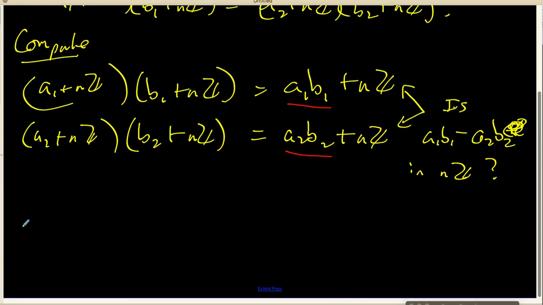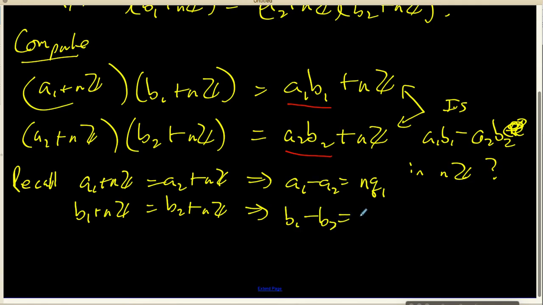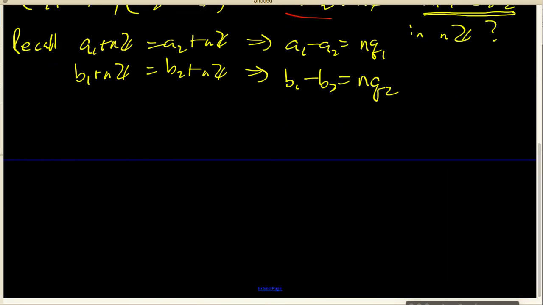Now, I do want to recall that we've already seen that A1 plus nZ equals A2 plus nZ implies that A1 minus A2 is equal to n times Q1, and B1 plus nZ equals B2 plus nZ is going to imply that B1 minus B2 is equal to n times Q2. So what we now know is we can use these facts when we're looking at this particular statement. So let's look at this.